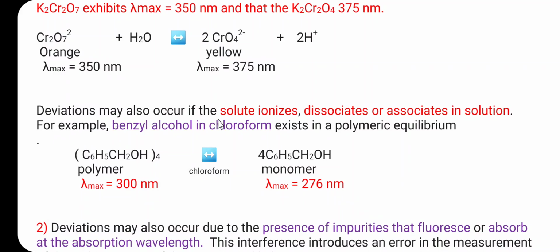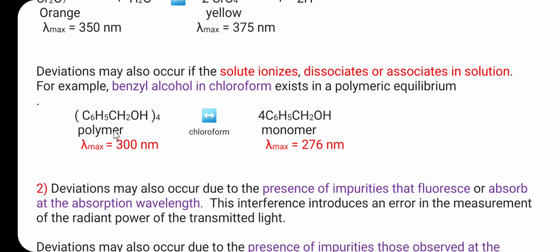Deviation may also occur if the solute ionizes, dissociates or associates in solution. Let us consider one example. Benzyl alcohol is a polymer. Benzyl alcohol in chloroform exists in a polymeric equilibrium. This is the polymer in chloroform, and there is a formation of the monomer.